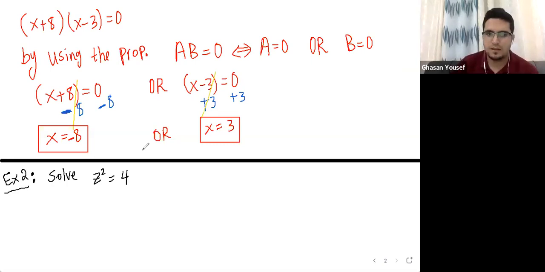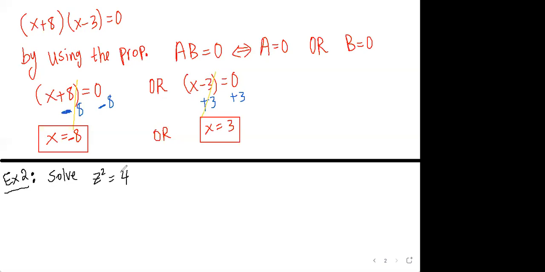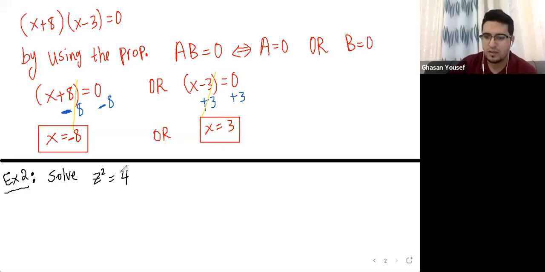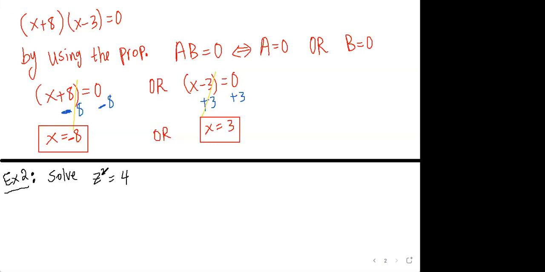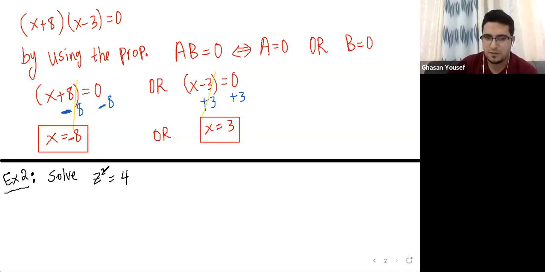First of all, this is a quadratic equation. Z square equals 4. Is it a quadratic equation? Yes, this is a quadratic equation. This is correct. How do you know that, Matthew? Because the exponent is 2, right? Yes, correct. Because the exponent here is 2, this is a quadratic equation. Z square equals 4. Okay, so what's the first step?